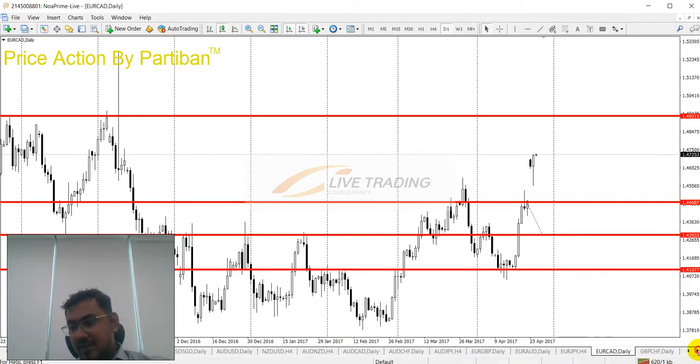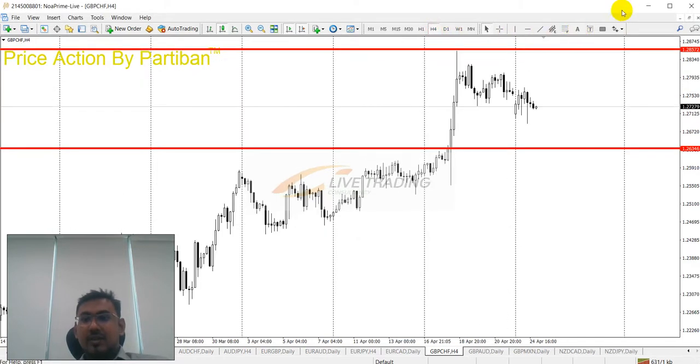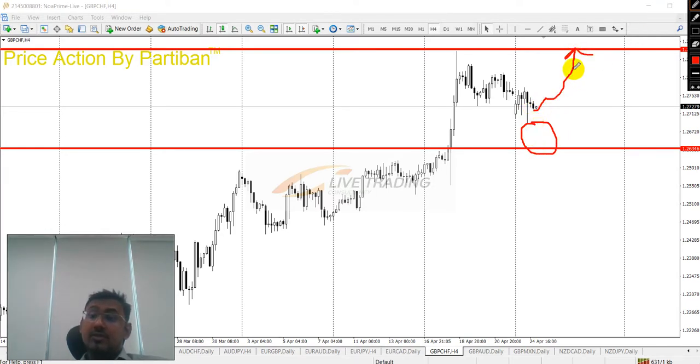Let's look at, okay, just hold on. Okay, GBP Swiss franc. Those who have observed the trade, I doubt the market is going to retest to this level. I anticipate the market to advance without retest.